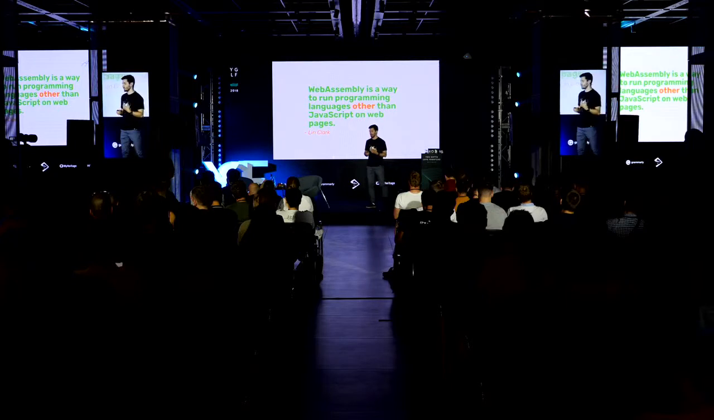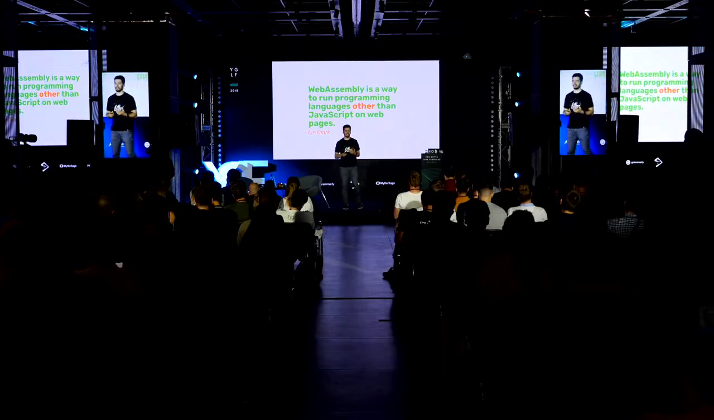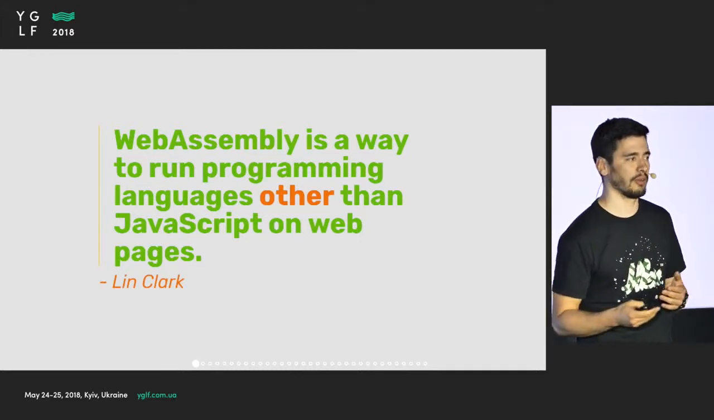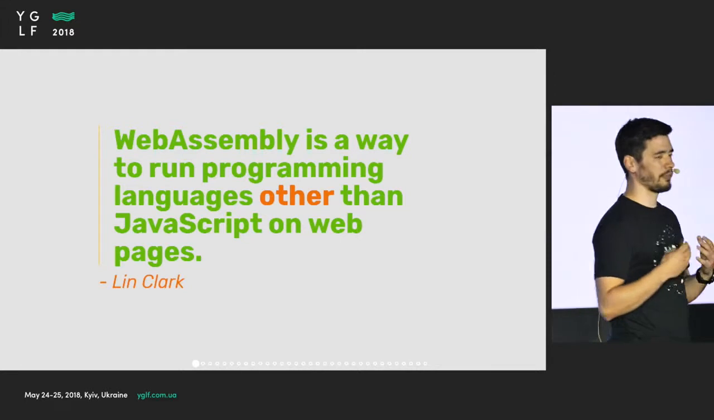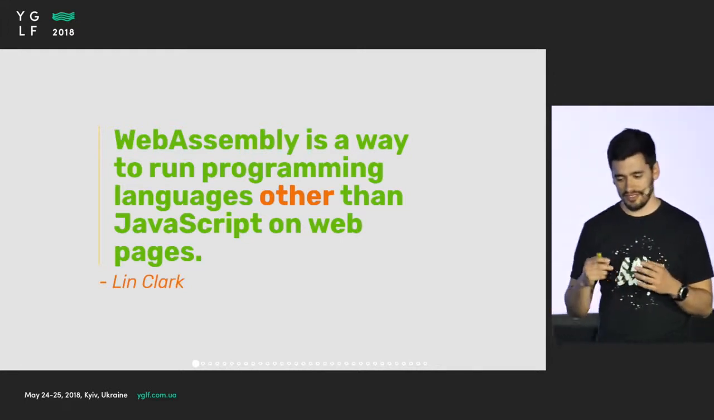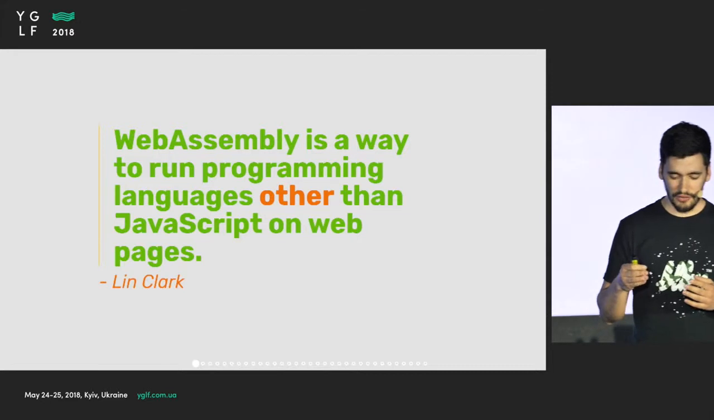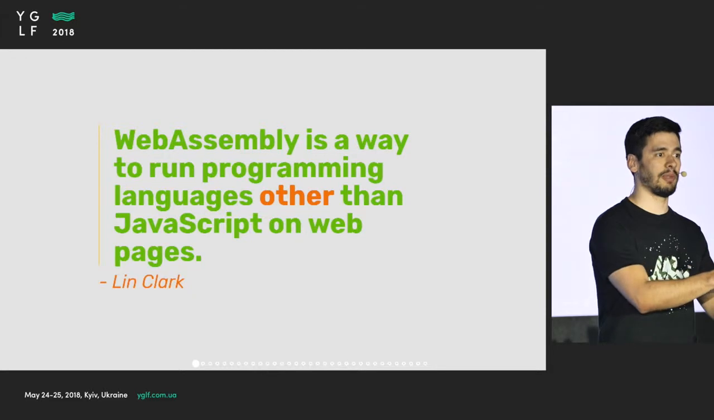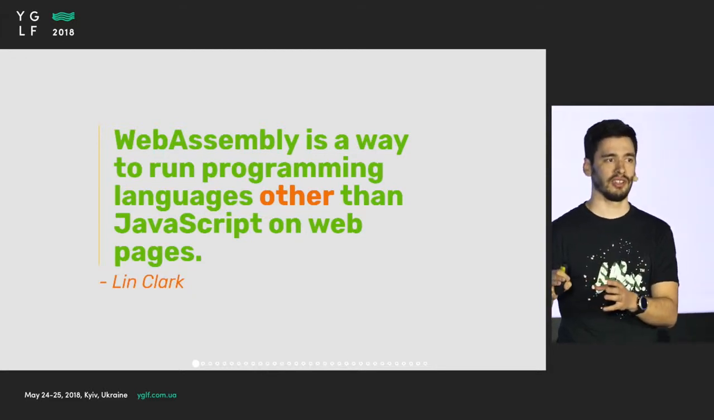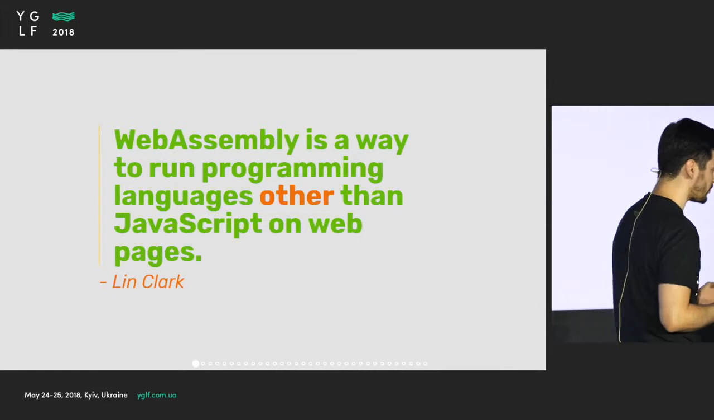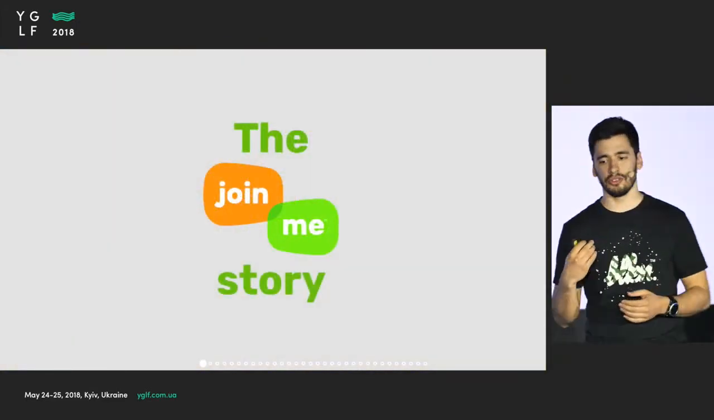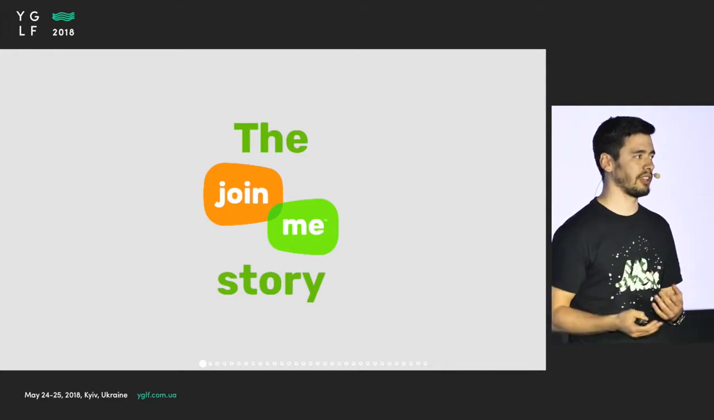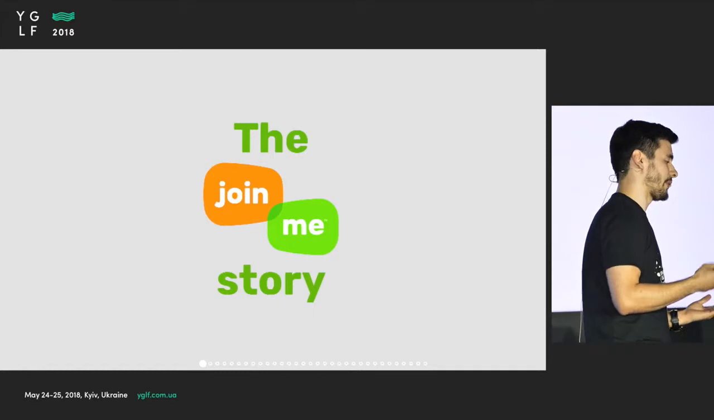But the definition I like the most was given by Lin Clark. She said that WebAssembly is a way to run programming languages other than JavaScript on the web. And I think performance is really important and really cool, but I think this is even more important, because if you look at it from this point of view, you can take a piece of code that was written for a totally different platform and run it in the browser. That's pretty exciting. So I'd like to tell you the story of Join Me, and through this story, I'd like to tell you how you can write cross-platform applications this way.